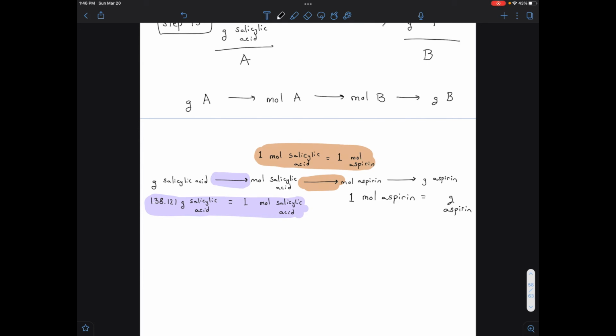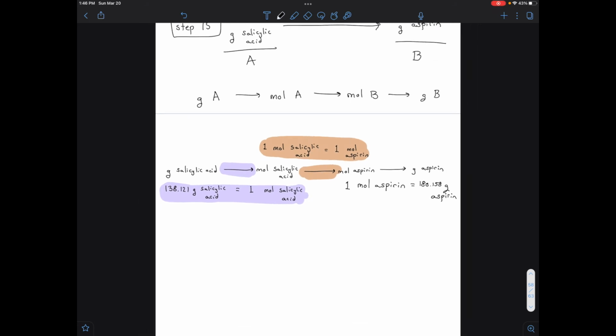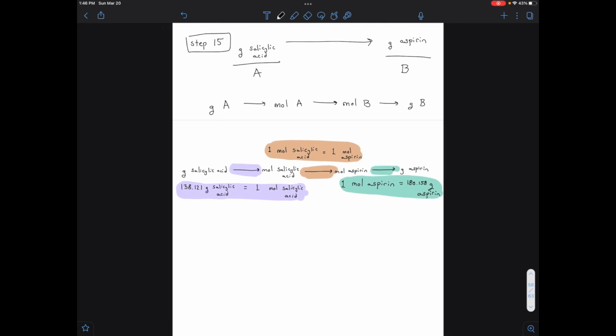If you were to look it up, you would find that the molar mass of aspirin, acetyl salicylic acid, is 180.158 grams. So if you weighed out that many grams of aspirin, you would have a mole of aspirin molecules. Remember, that's 6.022 times 10 to the 23rd molecules of aspirin. Okay, so that is our third conversion factor that will allow us to do our third conversion. So once you have all those 3 conversion factors, we can do the conversion.